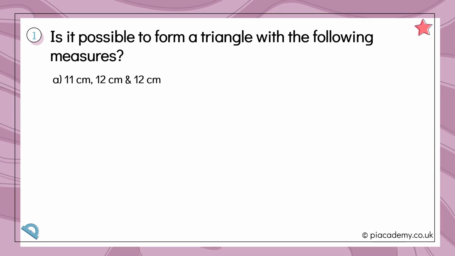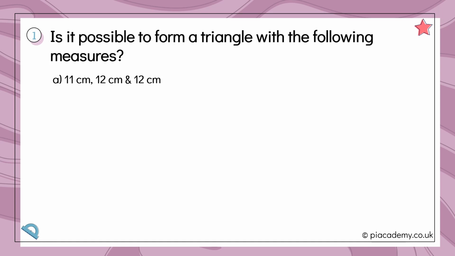Let's start with this question. Is it possible to form a triangle with the following measures? How can we know whether it's possible to form a triangle? Do we get a ruler and a pencil and try to draw this out? Well, that would just take too long to answer. Well, we have a simpler method. We just need to check whether the triangle inequality holds true for the three given sides or not. Let's see how to do this.